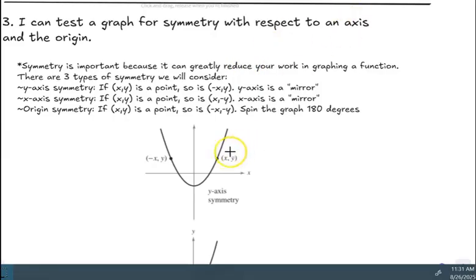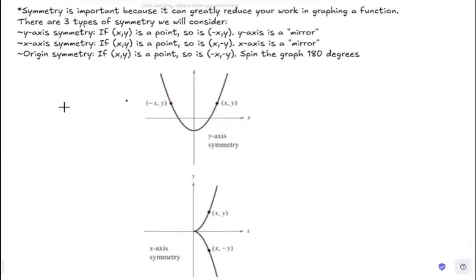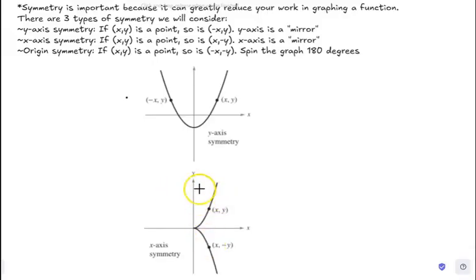Y-axis symmetry, where the graph is basically a reflection of itself over the y-axis. This basically means if (x, y) is a point on the graph, so is (-x, y), because the opposite x value will produce the same y value. X-axis symmetry is similar, it's just a reflection over the x-axis. So if the point (x, y) is on the graph, the point (x, -y) is going to be on the graph.